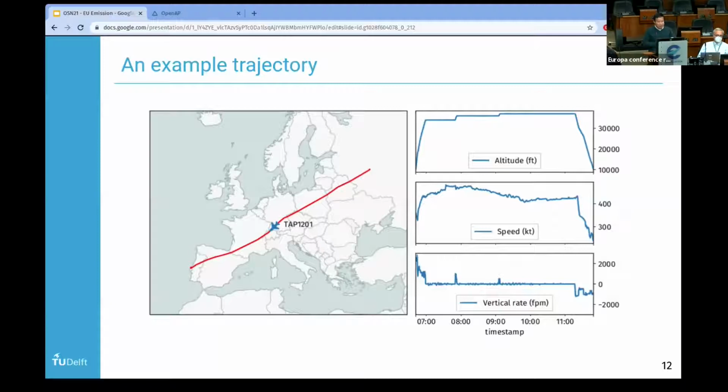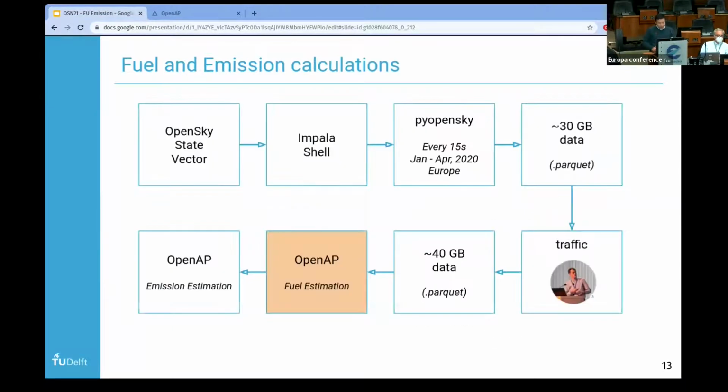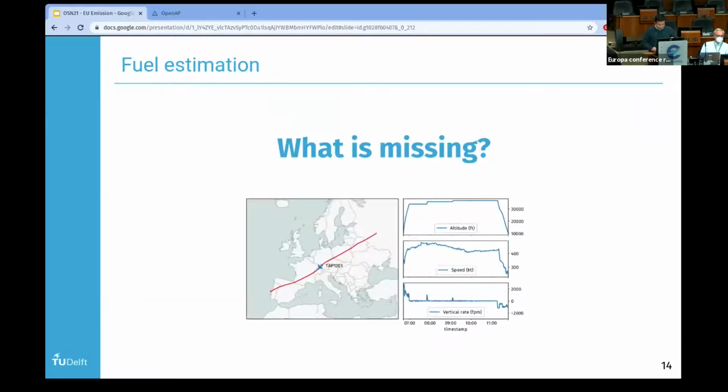On this slide, on the left-hand side, you see the trajectory. It's one of the longest flights that you could see in Europe. I took this example, I think it's an A320 or 737, I'm not sure now. On the right-hand side, you see its altitude, speed, and vertical profile. This is what we get. We all know that we can get this very easily from OpenSky or SkyVector. The next part is to do the fuel estimation with the data that we have.